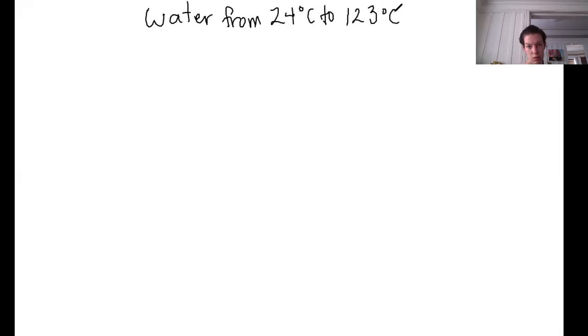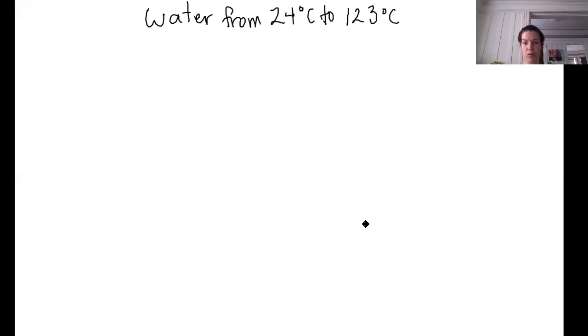And I've got my stylus. Let's see how this looks. So, okay, I'm going to get things set up really fast. Hold on just a moment. There we go. I'm going to write at the top what I'm doing. So this is water, from 24 degrees Celsius to 123. Let me just double check the temperatures. Correct, 24 to 123.